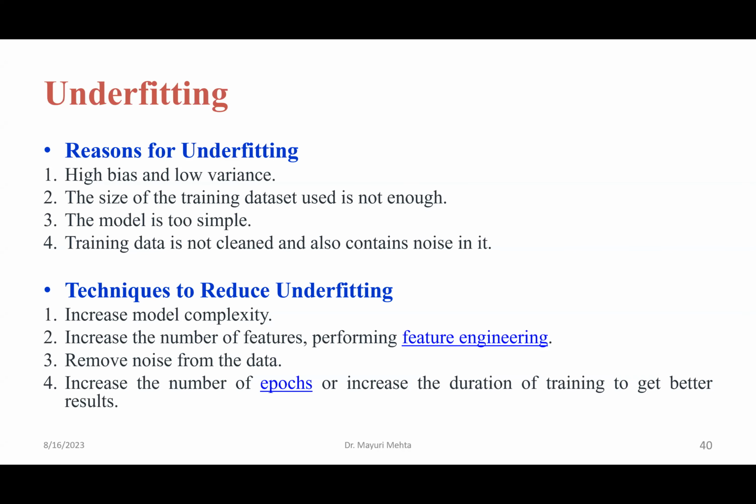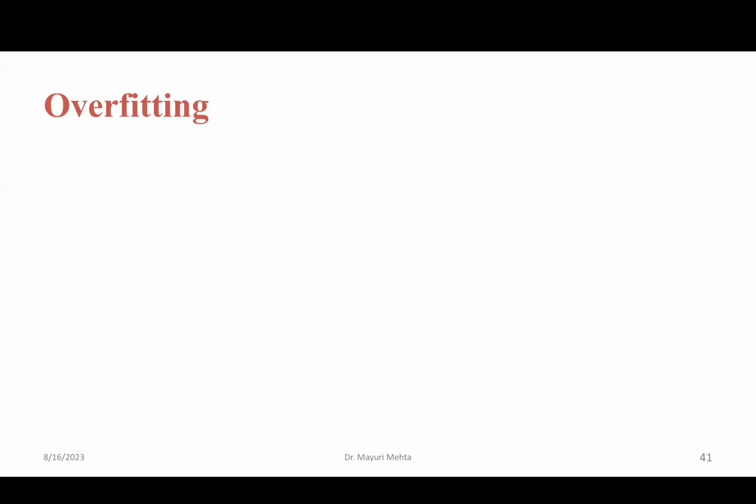Okay, now let's see overfitting. What is overfitting? Underfitting we have seen. A model is said to be overfitted when the model does not make accurate predictions on testing data.